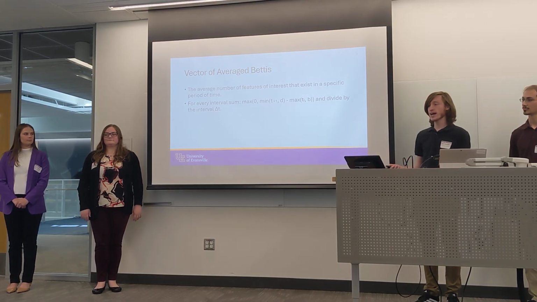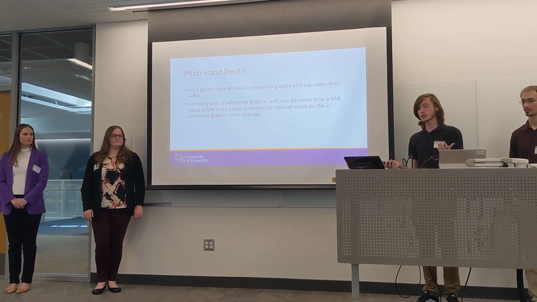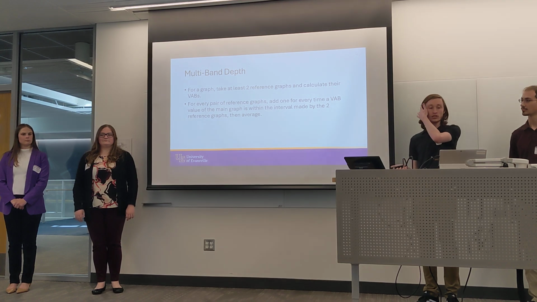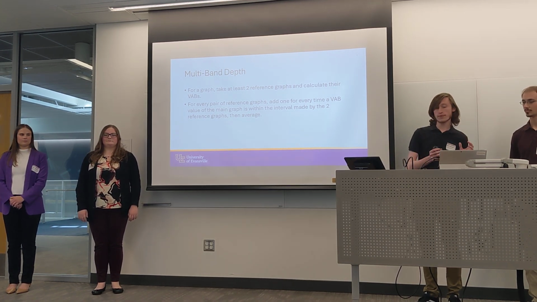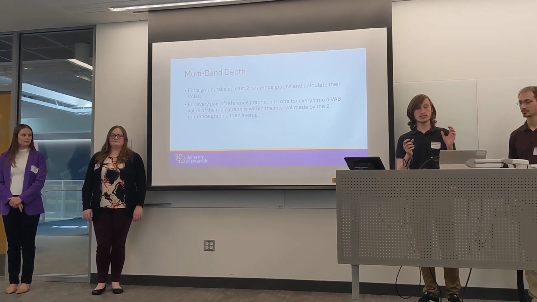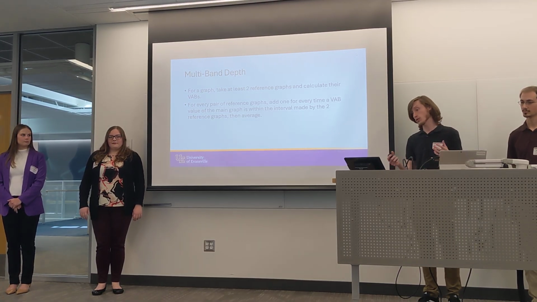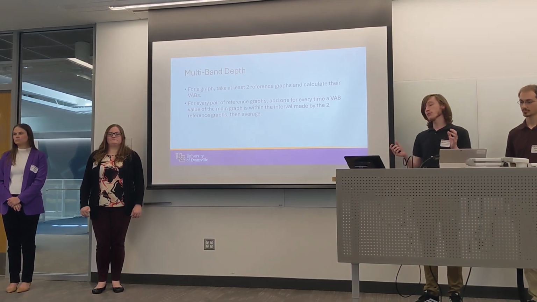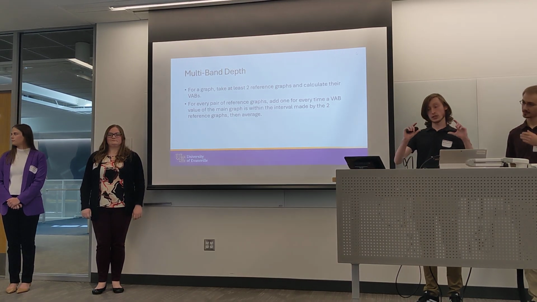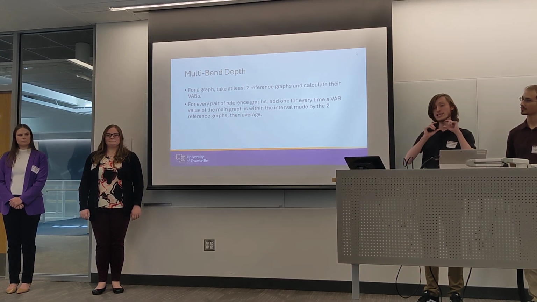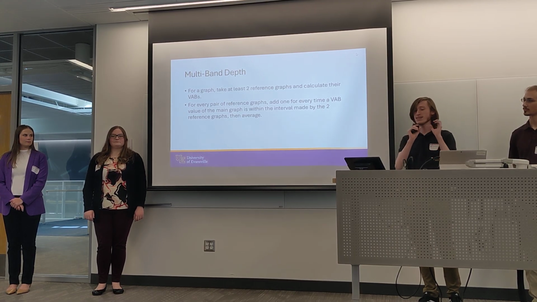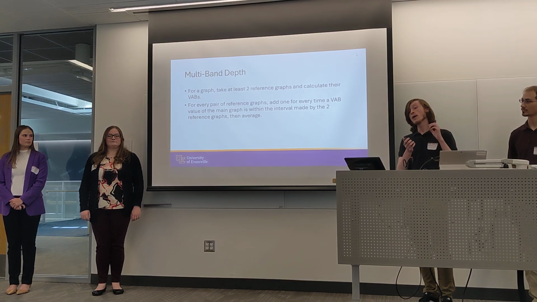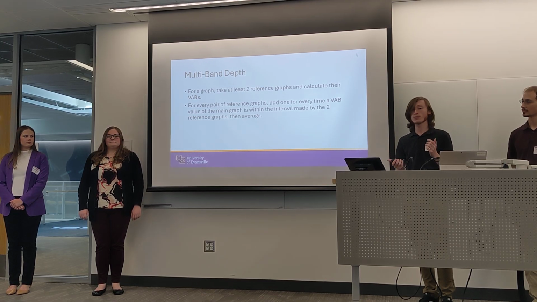Then we also have to take reference graphs. The reference graphs can be pretty much anything, which we'll explain on the next slide. But you need at least 2 reference graphs, preferably more, and you calculate the persistence diagram and the vector of average Bettis, or I'm just going to call it the vector from now on. You take your main vector and compare it to any two reference vectors, and you see if that main vector is within the interval created by the two reference vectors. If it is, you add 1. If not, you add 0, and then you divide by the length of the vector.